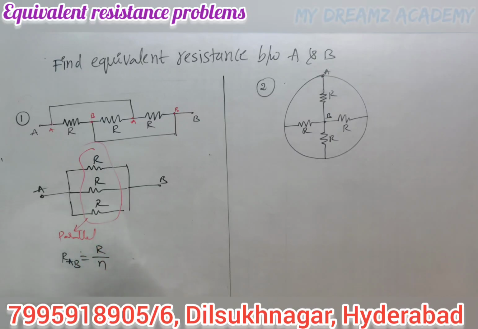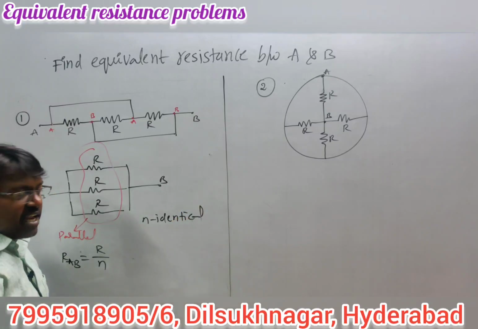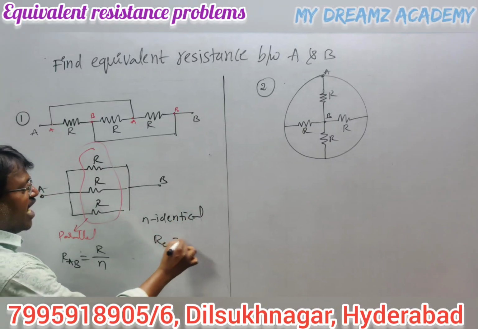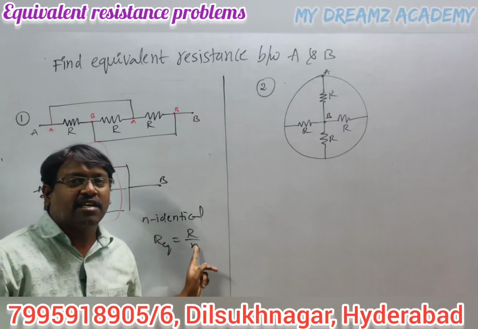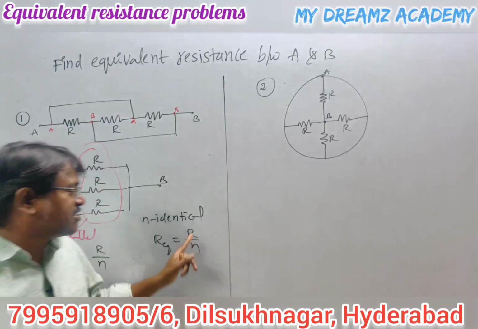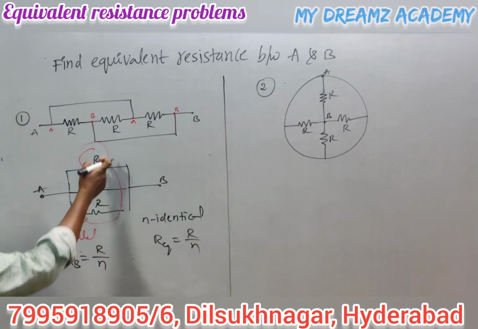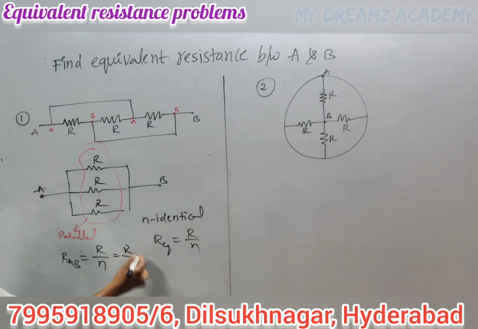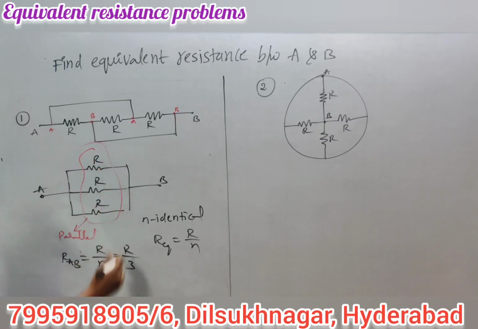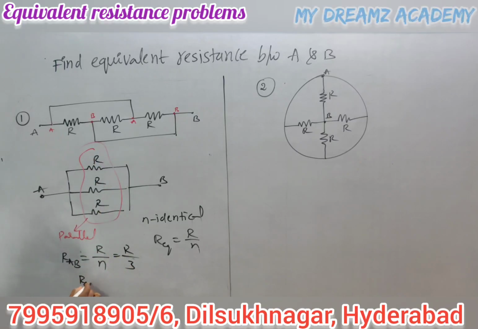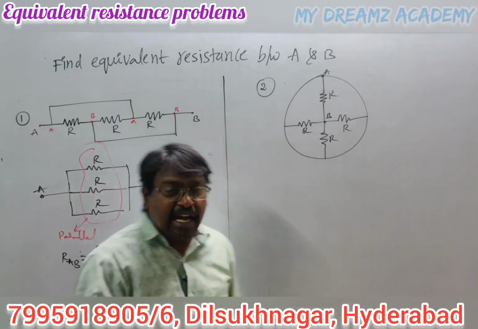When N identical resistors are connected in parallel, the equivalent resistance is R by N. R means the resistance of each resistor and N means the number of resistors. So the resistance of each one is R, and the number of resistors connected between 2 points A and B is 3. So this is R by 3. What is the equivalent resistance between A and B terminals? R by 3. Similarly, let us see another problem.